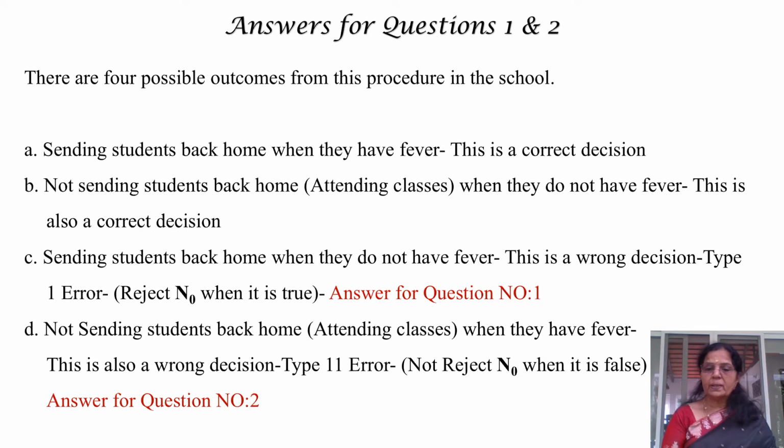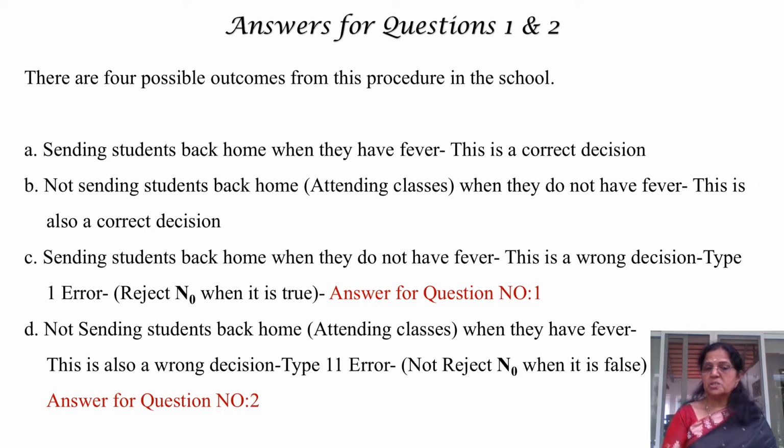So you can draw it or just simply write the 4 possible outcomes. What are they? The first possible outcome is sending students back home when they have fever. So they have fever, you are sending them back home, not allowing them to attend classes. So this is a correct decision. So no problem. And what will be the second decision?